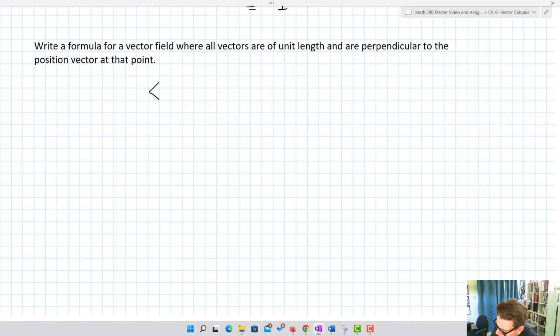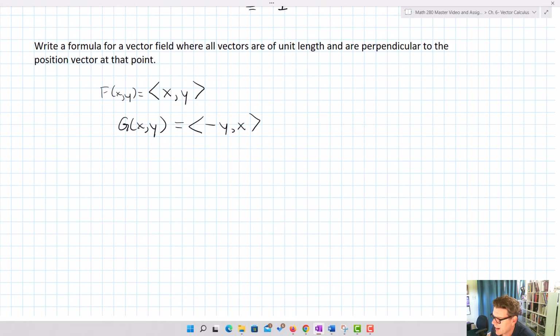So our position vector is xy, right? Remember that if we have f of xy equal to xy, then we have a radial vector field. Everything's pointing away from the origin. So what are the ones that are perpendicular to that position vector at that point? Well, for example, if we switch x and y, we'll call this g of xy equal to negative y, x.